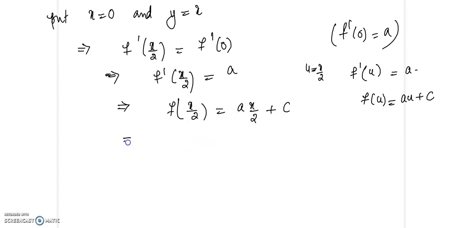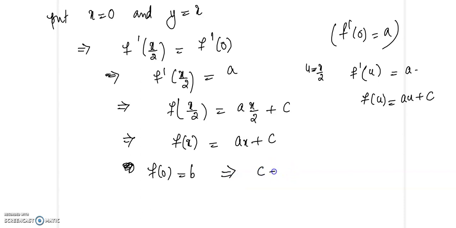So that implies f of x is equal to ax plus c, and now you are given f of 0. f of 0 is given to be b. So f of 0 equal to b implies c is equal to b. So therefore f of x will be, replacing c by b, equal to ax plus b. So we have got f of x.